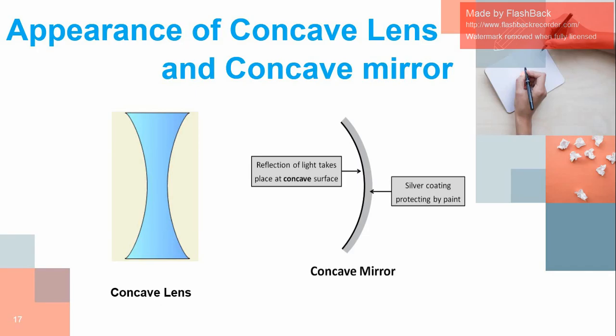Now we compare the appearance of the concave lens and the concave mirror. This is a concave mirror. This is the reflection area, and this is the silver coating area. This area is equivalent to this surface. So this one is a concave surface, and the other surface is also a concave surface. It has two concave surfaces, so it has two spherical surfaces.